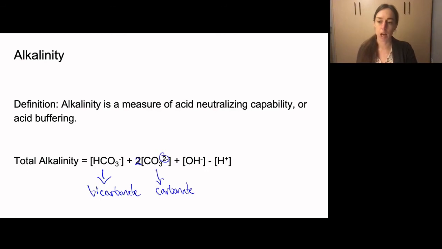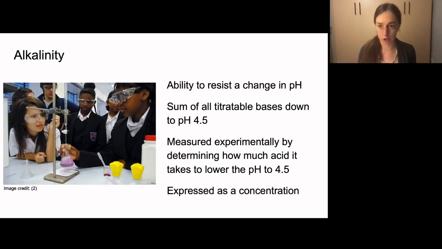Okay, so how do we measure alkalinity? So alkalinity, once again, is our ability to resist a change in pH. So we can think of it, another definition is the sum of all titratable bases down to a pH of 4.5. And why 4.5? Basically because at that pH, all OH has been consumed. Okay, so we can measure this experimentally by determining how much acid it takes to lower the pH to 4.5. So we can see, this is what these students are doing in this picture.